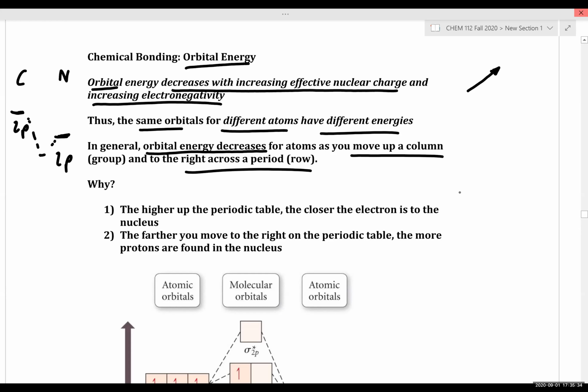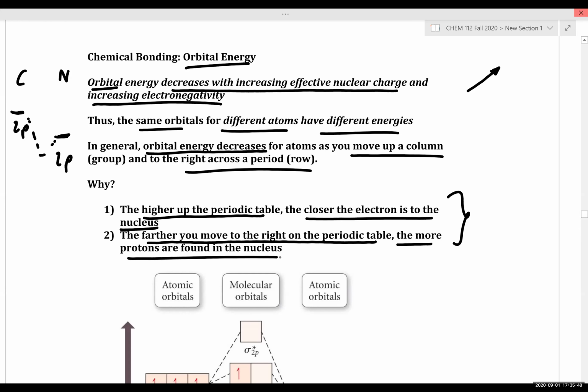Why? Well, just to refresh your general chemistry, the higher up you are in the periodic table, the closer your electron is to the nucleus. Further, the farther you move to the right on the periodic table, the more protons are found in the nucleus, and those can stabilize our negatively charged electrons.